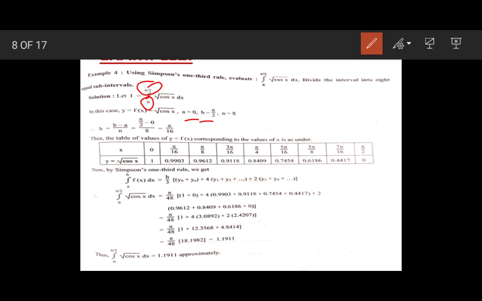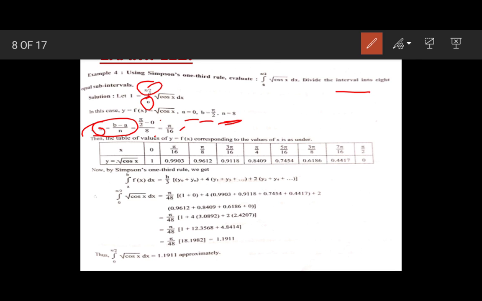Now n is 8. Here h is not given, only n is given. On the basis of this n and a and b we can find h. The relation is h is equal to b minus a upon n. So pi upon 2 minus 0 upon 8, which is equal to pi upon 16.